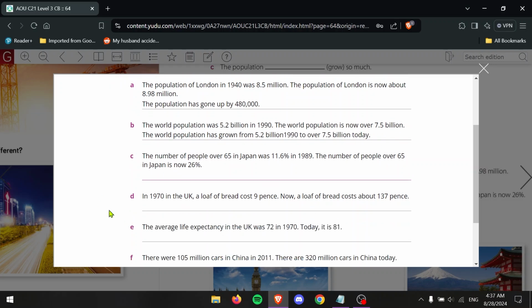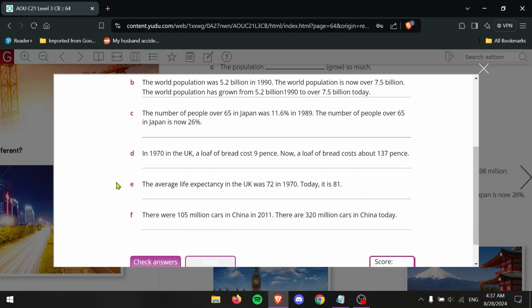For C, the number of people over 65 in Japan was 11.6% in 1989. The number of people over 65 in Japan is now 26%. For this, we'll say the number of people over 65 in Japan has increased from, what was the percentage? 11.6% in 1989. You have to specify, to 26% today. Okay.